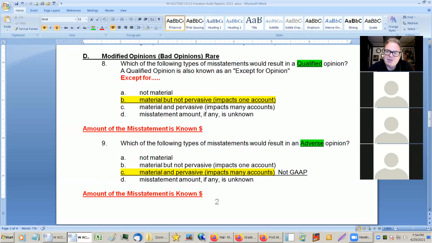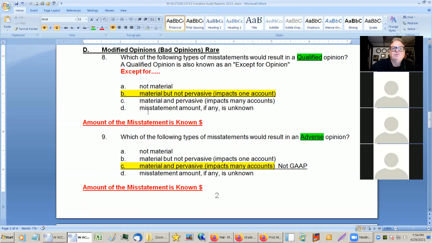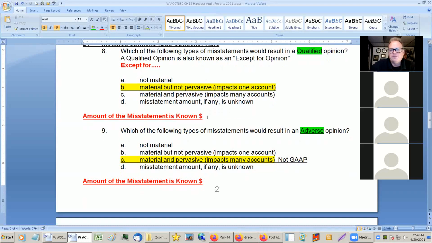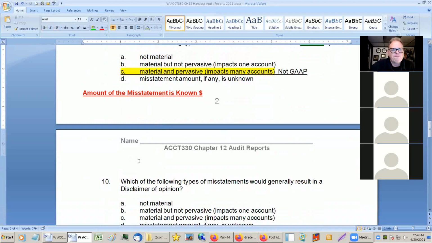And you'll virtually never see these for publicly traded companies. Because if they have a bad opinion, qualified or adverse, the SEC will immediately stop trading your stock. So you basically never will see these for publicly traded companies. It would be a death knell. The financial statements have a qualified or adverse opinion. Okay.